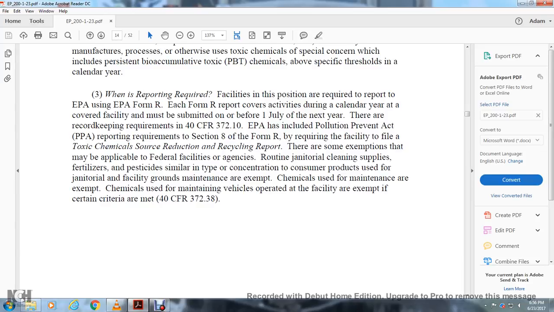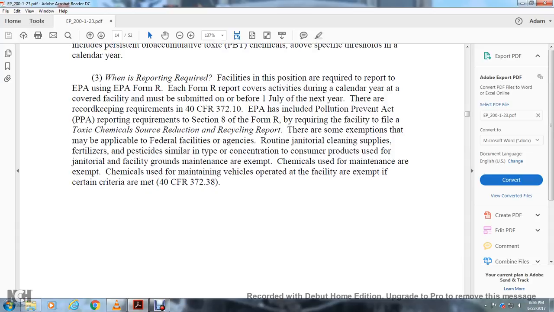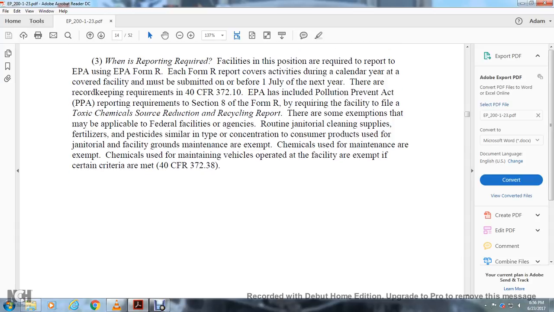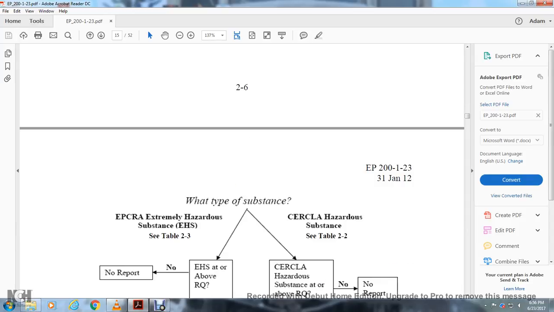Some exemptions may include federal facilities' routine janitorial cleaning supplies, fertilizer, pesticides, and similar types and concentrations of consumer products used for janitorial and facility grounds maintenance. Chemicals used for maintenance are exempt, and chemicals used for maintaining vehicles operated within the facility are exempt if certain criteria are met under Title 40 CFR 372.38.